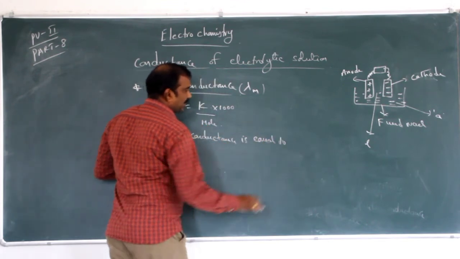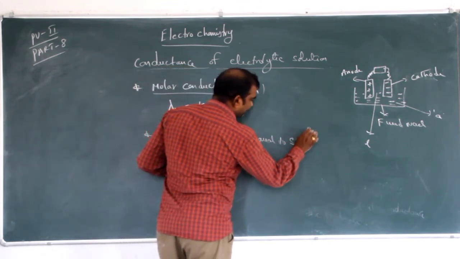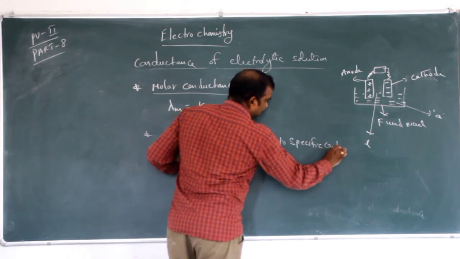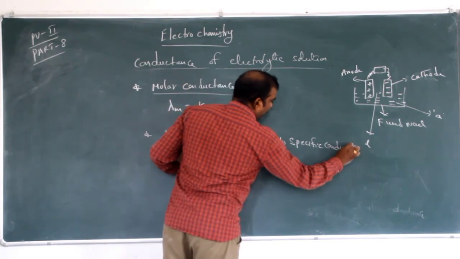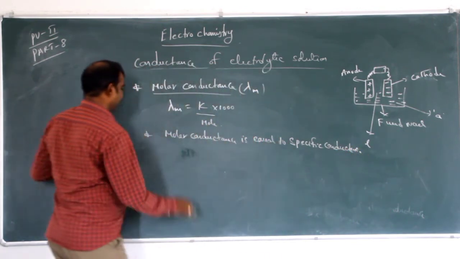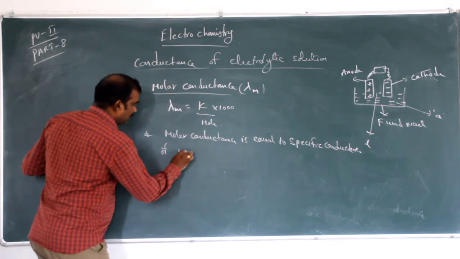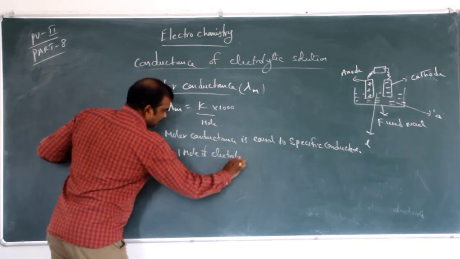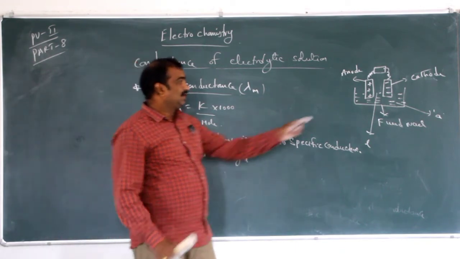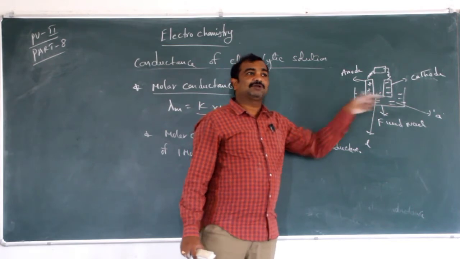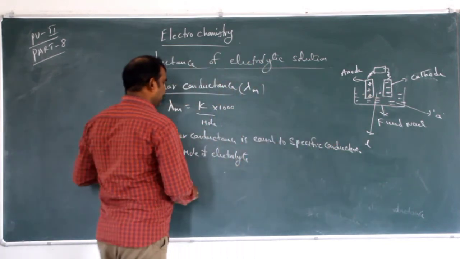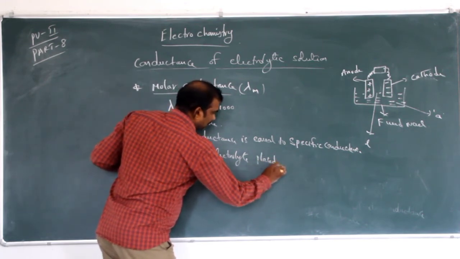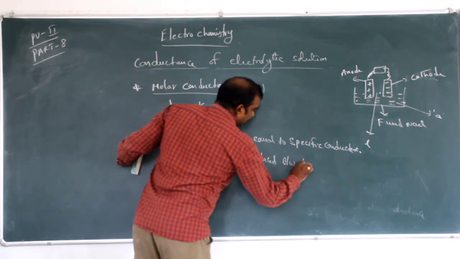So it can be defined that molar conductance is equal to the specific conductance of 1 mole of electrolyte. Simply we can say the solution we are taking is per 1 mole, for 1 mole of electrolyte placed between two electrodes.